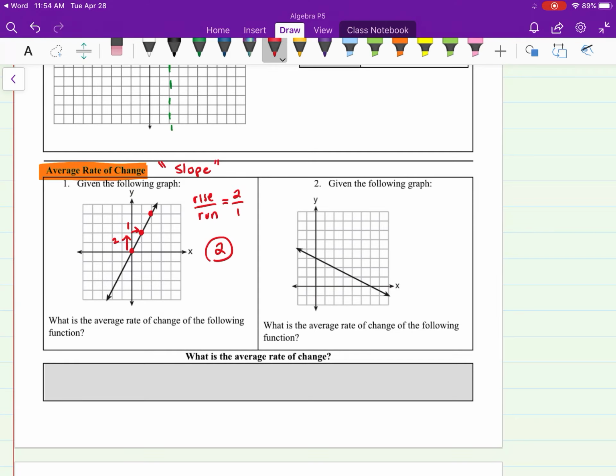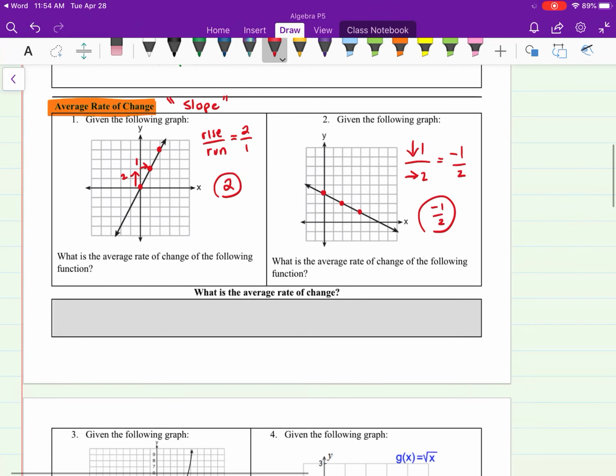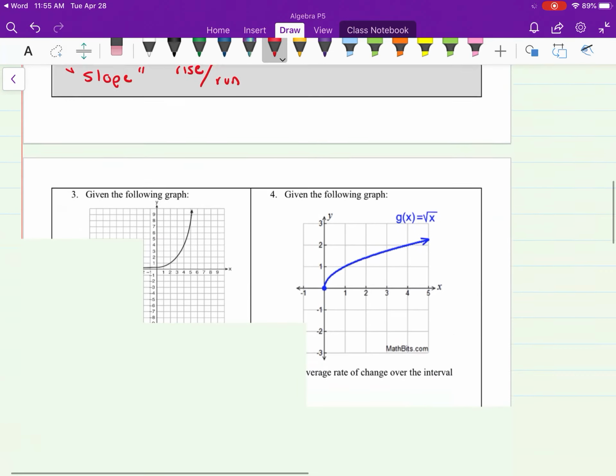So let's take a look at number 2. What's the average rate of change? I'll pick a point there. I could put a point here. I could put a point here. And this would be going down 1 and to the right 2, or -1 over 2. So -1/2 is the average rate of change. So here we have what is average rate of change. Again, average rate of change is just a fancy way of saying slope, which is rise over run.